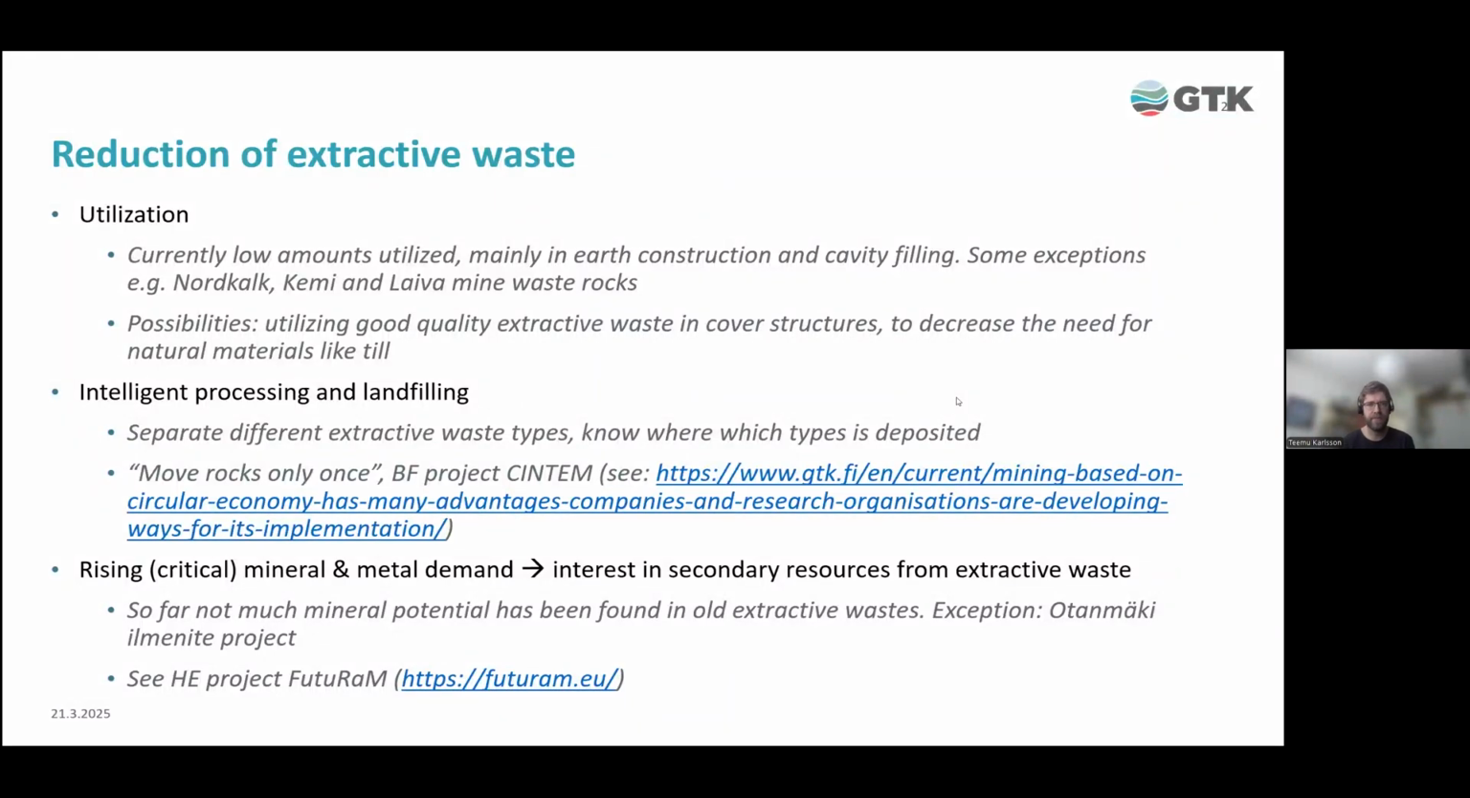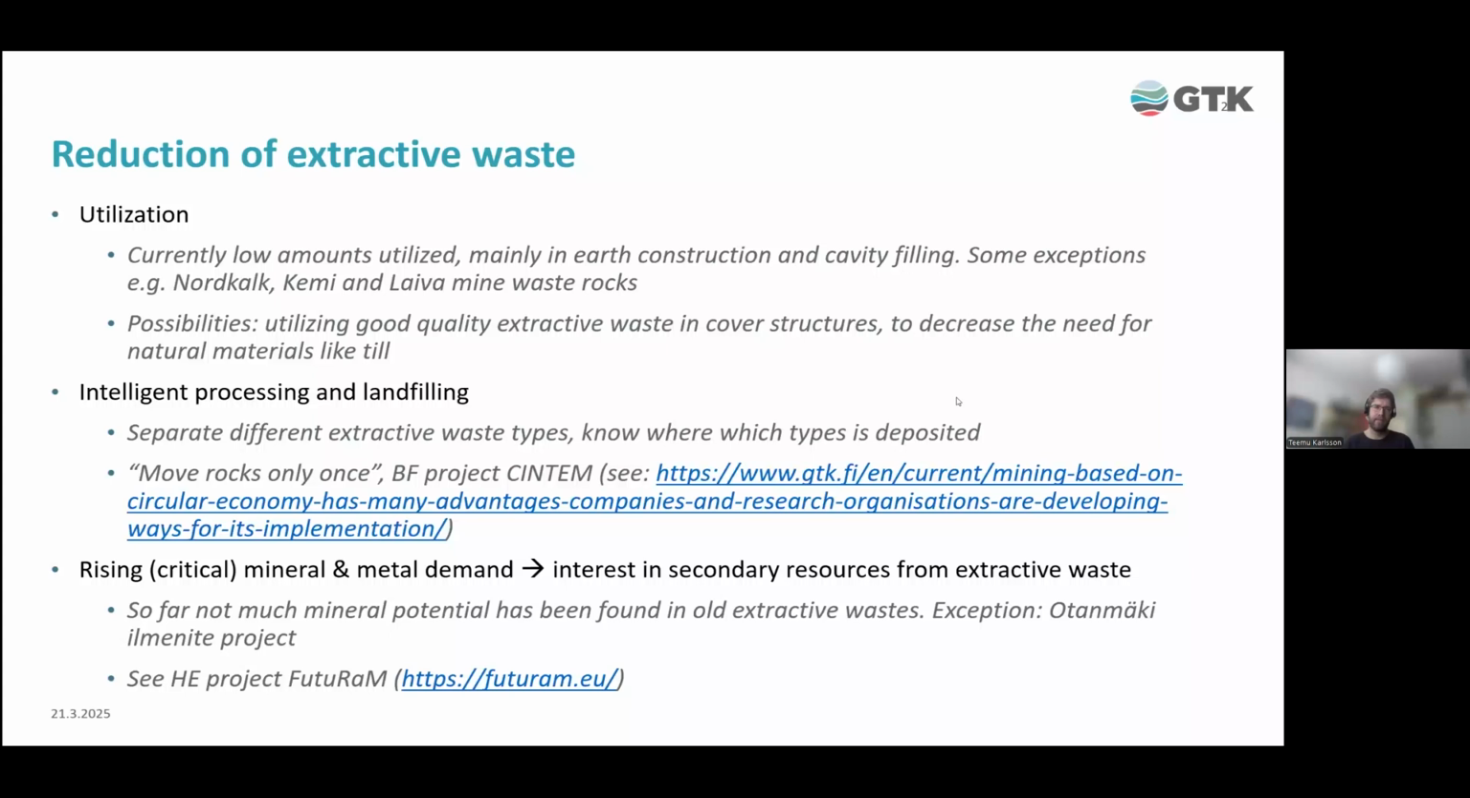We just started a Syntem project that's touching this topic. The main idea is to move rocks only once. You should also check that one.